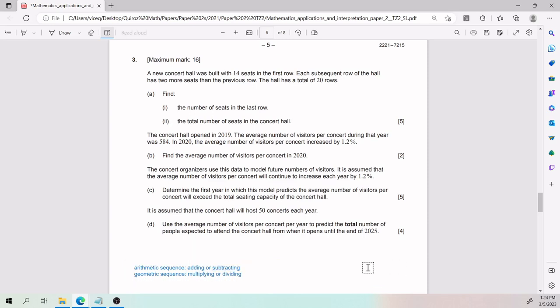All right, so in this case, are we adding or subtracting? Are we multiplying or dividing? Because we're adding two more seats than the previous row each time, we are indeed adding. That makes it an arithmetic sequence. So boom, that's the first thing you identify. This is an arithmetic sequence.